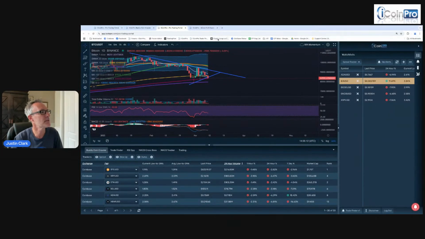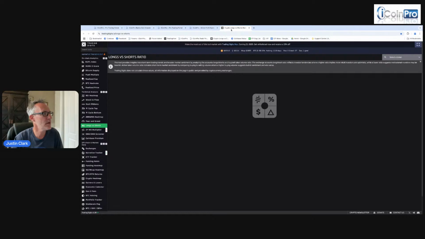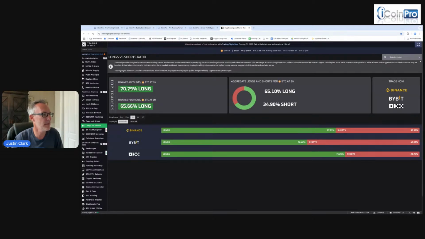All right, let's look at longs and shorts. Longs are people who are betting Bitcoin's going up. Shorts are people who are betting Bitcoin's going down.